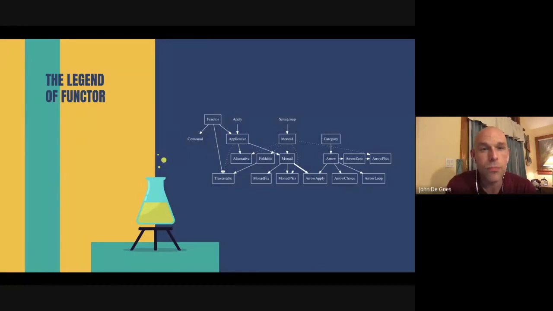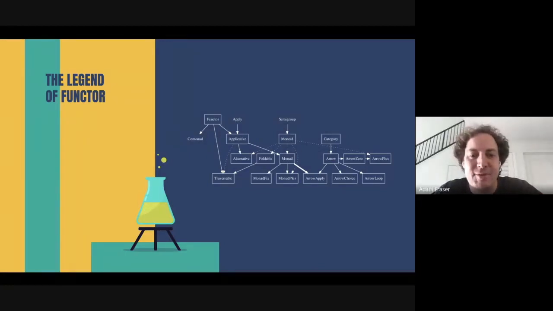Adam? Great. So before we can talk about alternatives to the functor hierarchy, we need to understand a little bit what the functor hierarchy is and why it's been so influential. So to start with, functor is what we call a type class in functional programming. So it describes some similar functionality that exists across different data types.